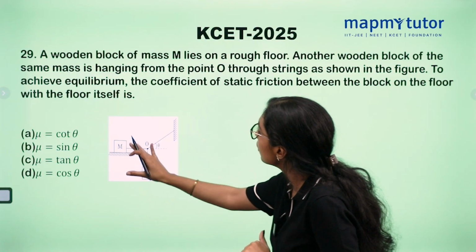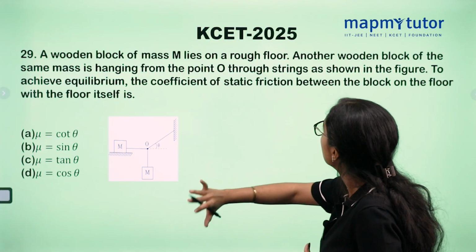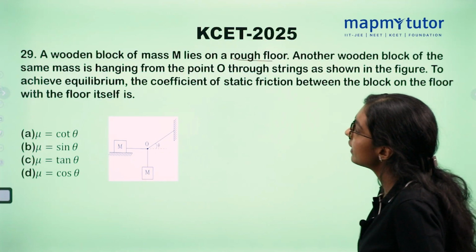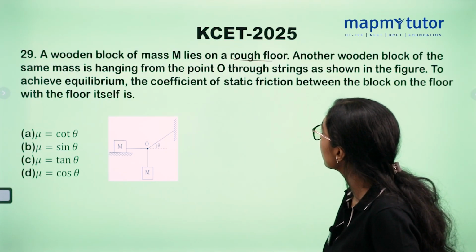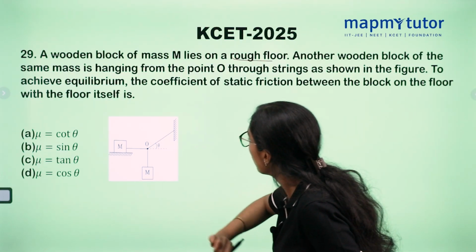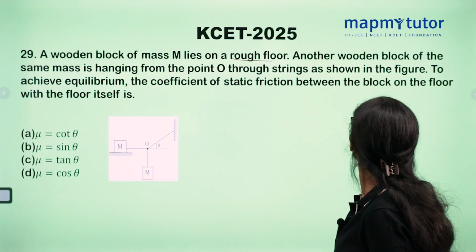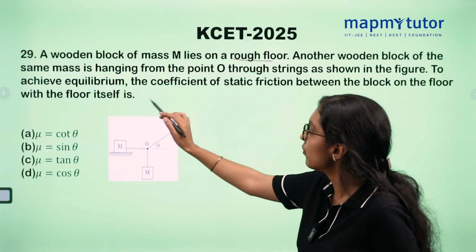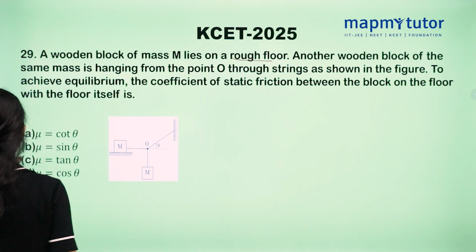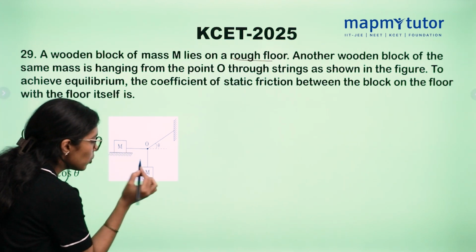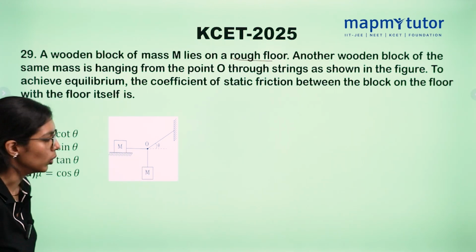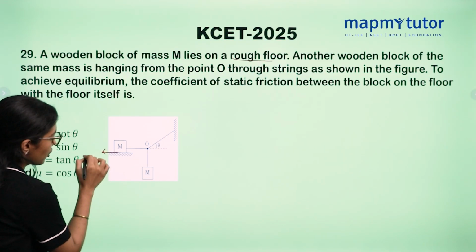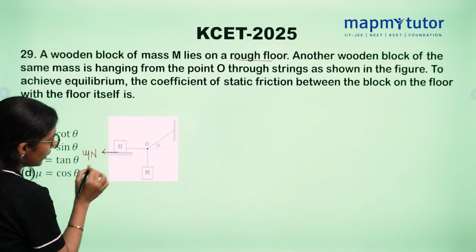Let's read it. They are giving you a block of mass M on a rough floor. Another wooden block of the same mass is hanging from the point O. What we need to do is achieve equilibrium. You need to find the coefficient of static friction between the block and the floor such that these two are in equilibrium. That's the whole point.